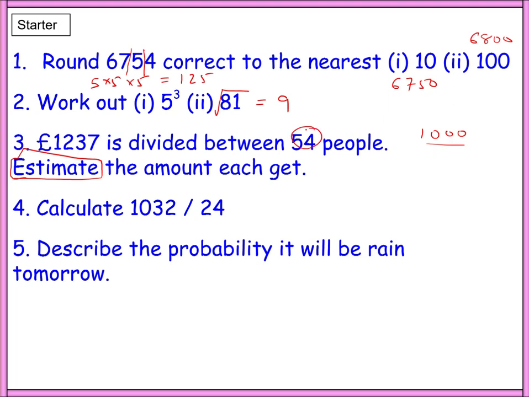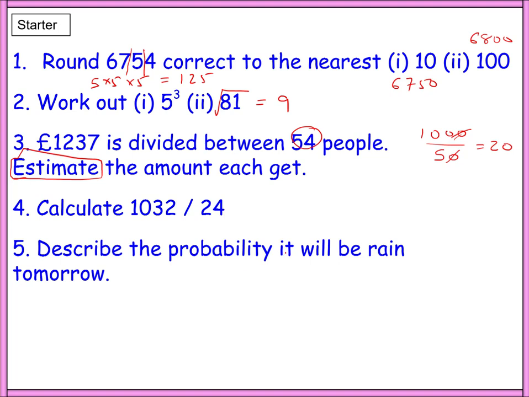I'm going to round 54 next, and I round 54 to 50. So I need to know how many times does 50 go into 1,000. If I cross off the 1 0 on the end, that allows me to do 5 into 100, which is 20. So each person will get £20.